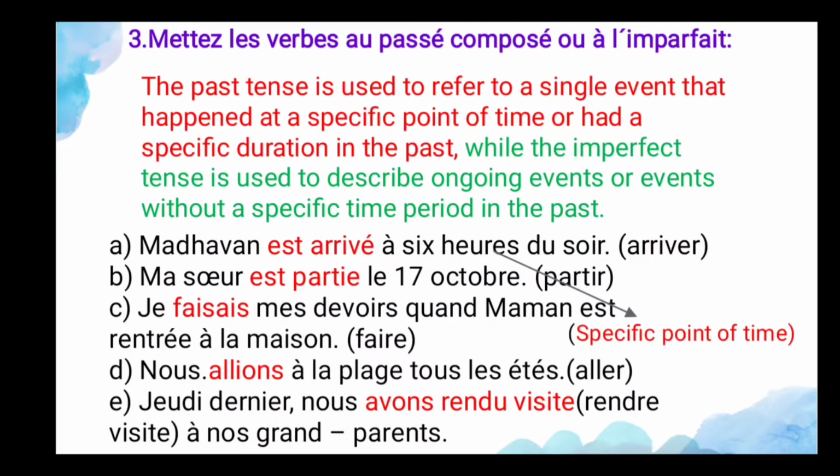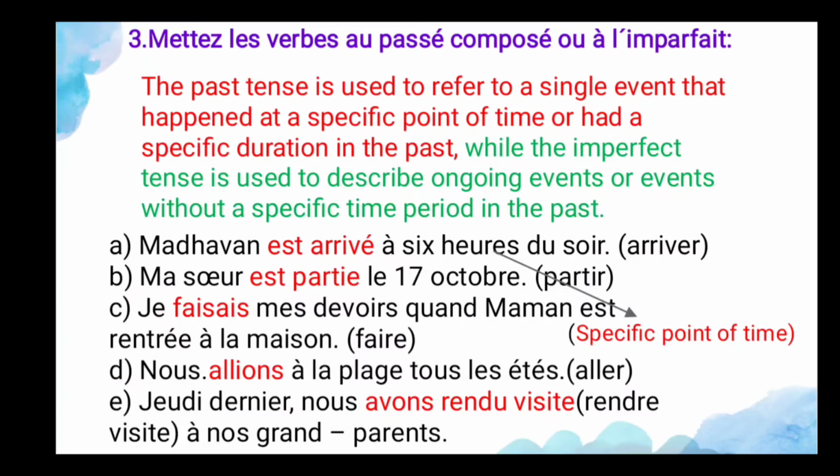Mettez le verbe au passé composé ou à l'imparfait. So what is the difference between the past tense and the imperfect tense? Let us see. The past tense is used to refer to a single event that happened at a specific point of time or a specific duration in the past. A specific point of time refers to the time, like 1 o'clock, 2 o'clock, 3 o'clock. And duration in the past refers to the date and the year. For this purpose only we use the past tense.